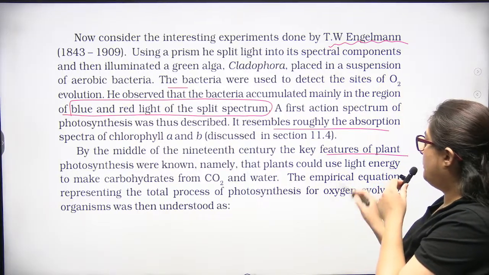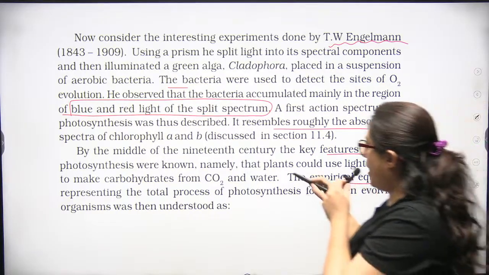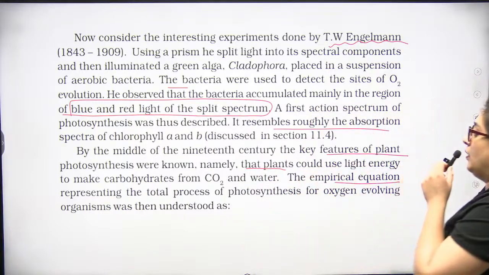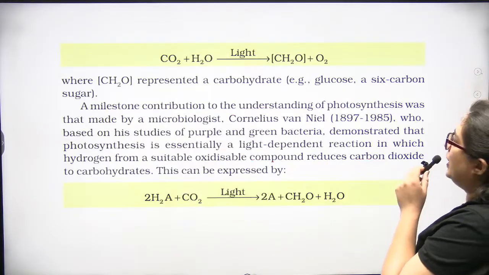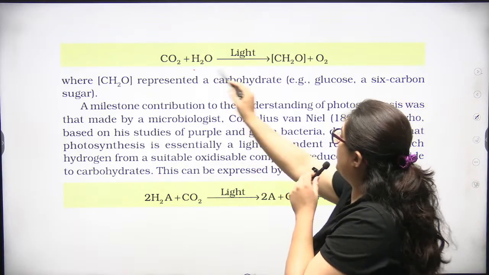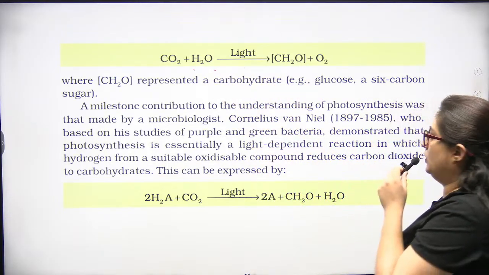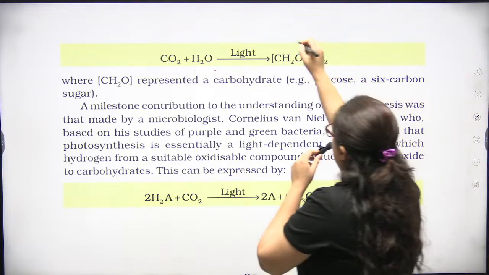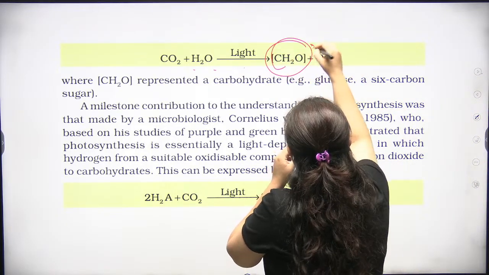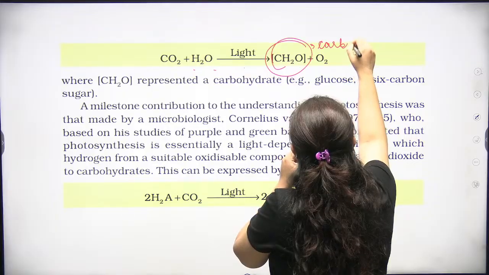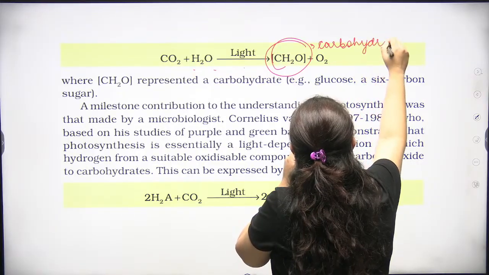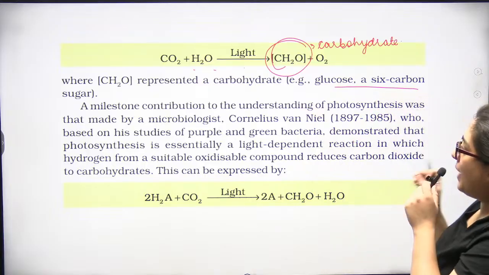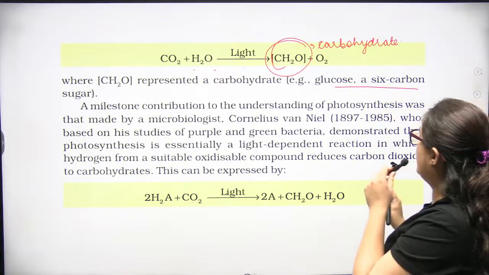Plants could use light energy to make carbohydrate from CO2 and water. I have already told you. Now, what will be the empirical formula? See this: CO2 plus H2O, light, CH2O plus O2. This represents a carbohydrate, the empirical formula of a carbohydrate. Glucose is a 6-carbon sugar. A milestone contribution to the understanding of photosynthesis.